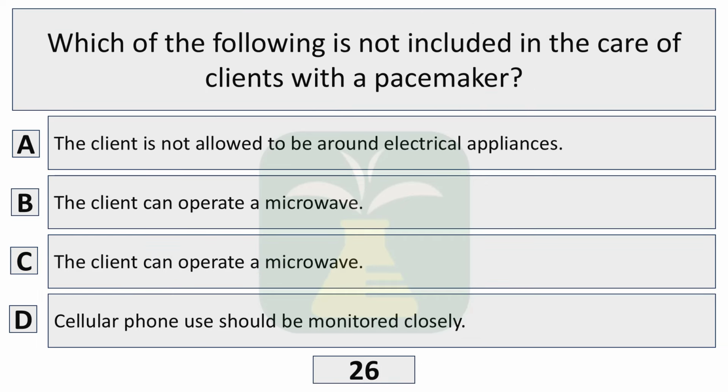Which of the following is not included in the care of clients with a pacemaker? A, The client is not allowed to be around electrical appliances. B, The client can operate a microwave. C, The client should avoid magnetic wands in airports. D, Cellular phone use should be monitored closely.